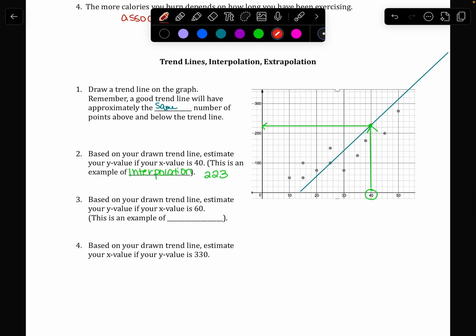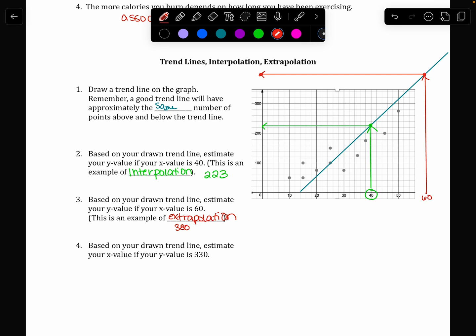Number 3 says, based on your drawn trend line, estimate your Y value if your X value is 60. Well, if you look at my graph, it goes to 50. 60 is out here somewhere. So 60 is approximately there. So I'm still going to go up to my trend line, and then I'm still going to have to go over this way. Okay, and wherever that hits is where my estimation will be. 200, 300, I would say that's probably close to about 380, and that is extrapolation.